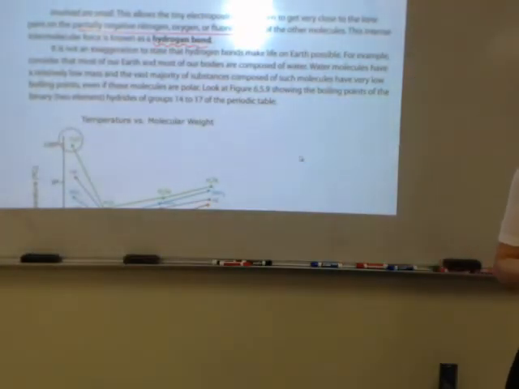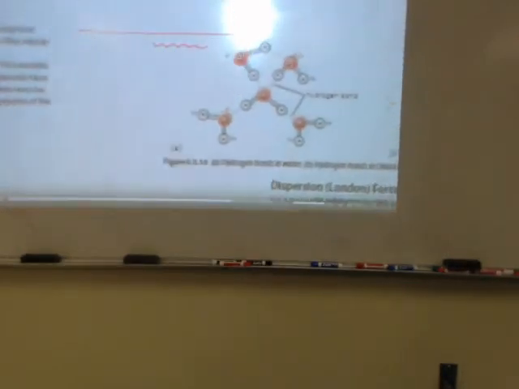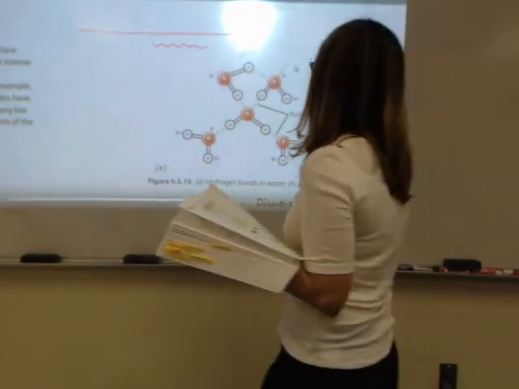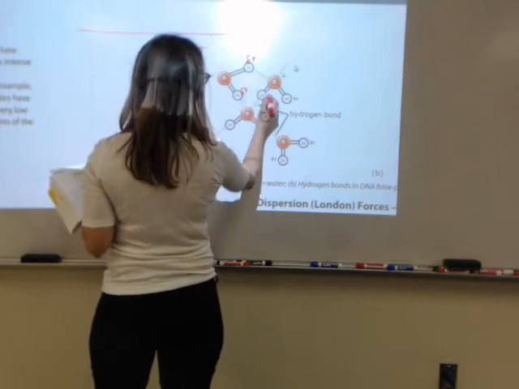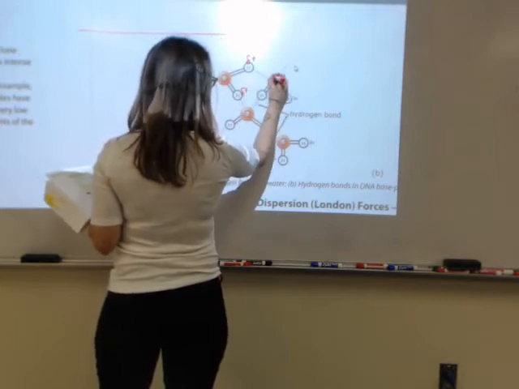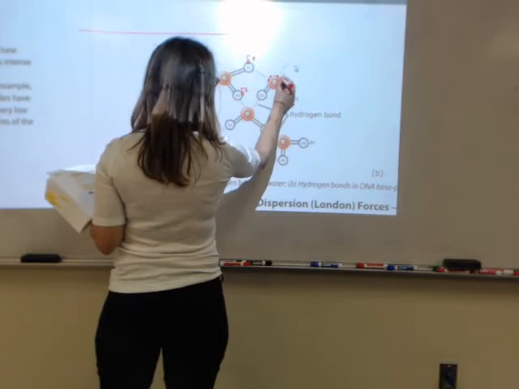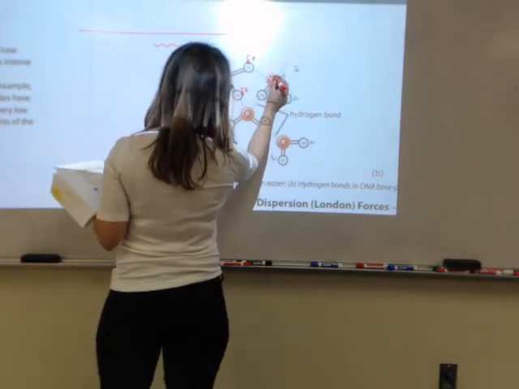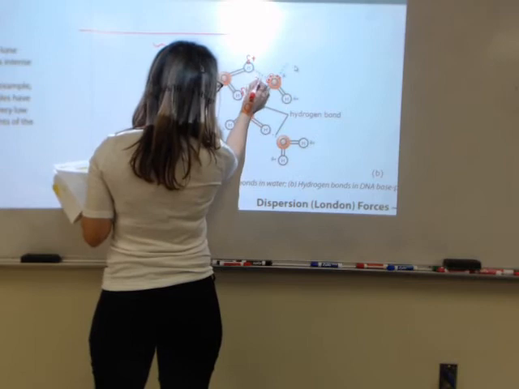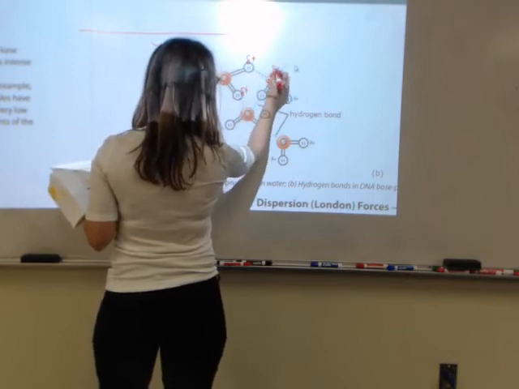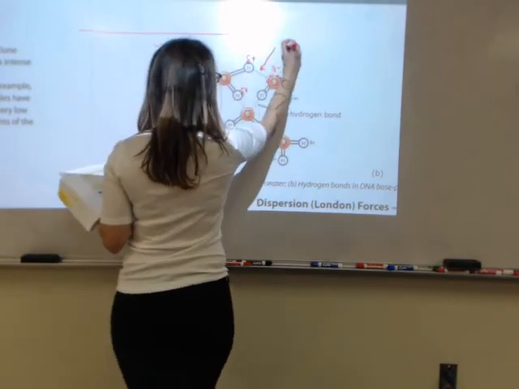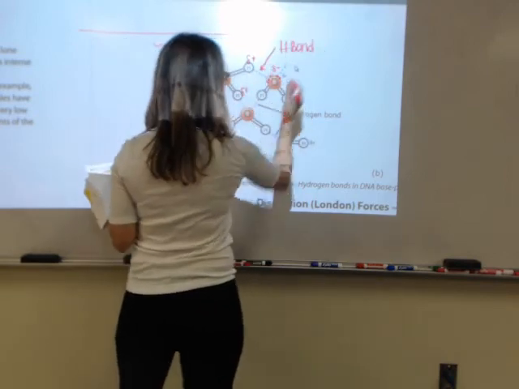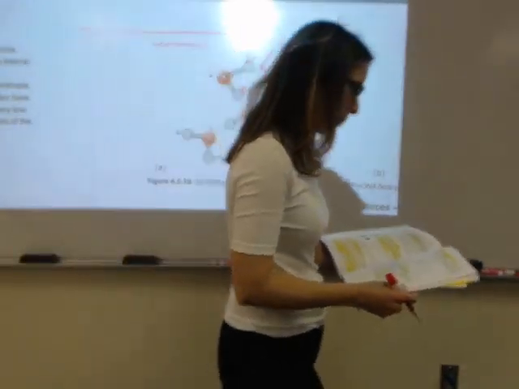If you look here, you will notice that you have your partially positive hydrogens in water attracted to oxygen in water. Oxygen has 2 lone pairs of electrons, but one of those lone pairs is going to be attracted to the hydrogen in a neighboring water molecule. And it is this here that is your hydrogen bond, the interaction between them.